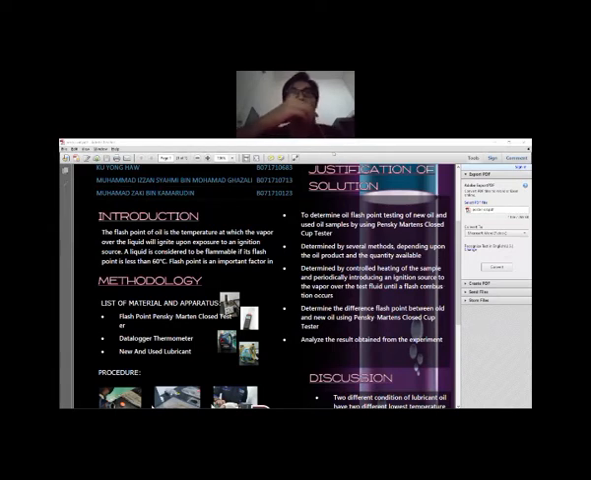So today we are going to discuss flashpoint. The introduction: the flashpoint of oil is the temperature at which the vapor over the liquid will ignite upon exposure to an ignition source. A liquid is considered to be flammable if its flashpoint is less than 60 degrees Celsius. Flashpoint is an important factor in relation to the safety of spill cleanup operations.